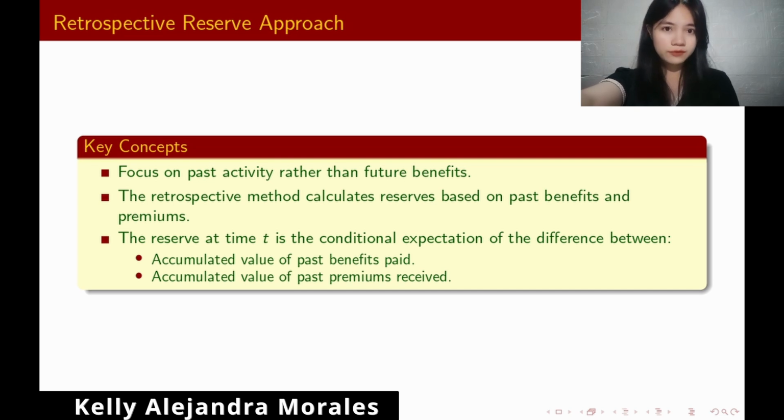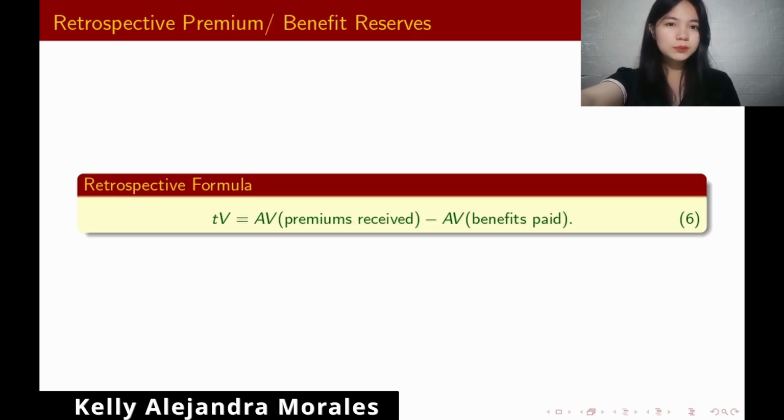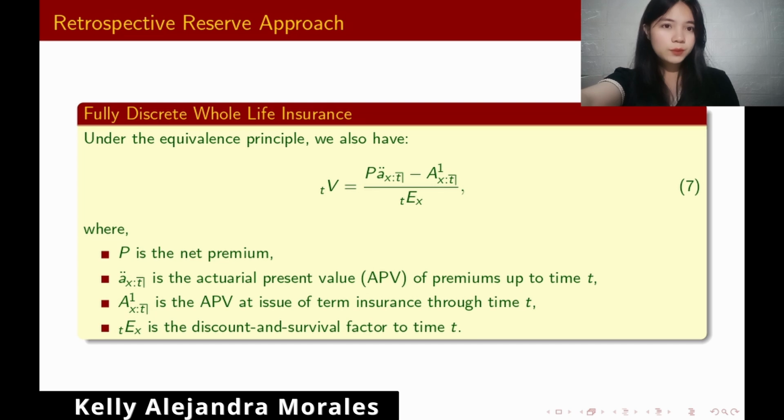Here are some key concepts for retrospective reserve. The common expression is tV equals AV of premiums received up to t minus AV of benefits paid up to t. For fully discrete whole life policies, premiums and benefits are paid in discrete yearly intervals, where P multiplied by a double dot x angle t is the APV at issue of the premiums through time t. Capital A x angle t is the APV at issue of term insurance through time t, and the difference is accumulated to time t by dividing it by tEx.